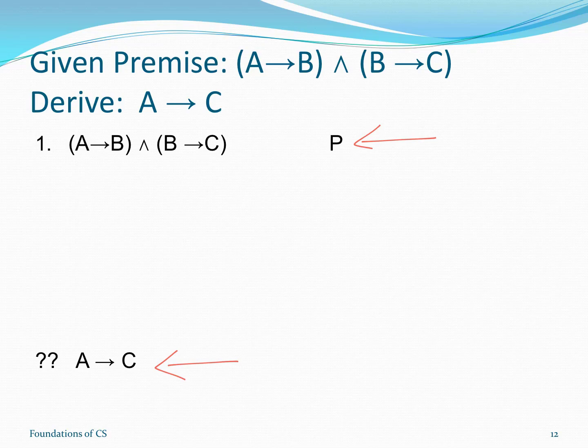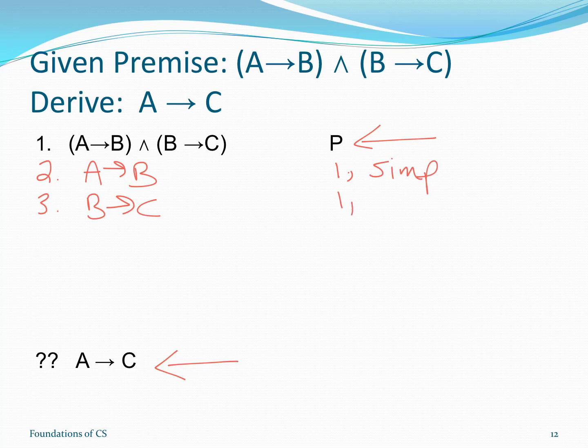And since our premise has an and in it, we can immediately say, even before we think about anything, I've got A implies B. That is from line 1 and simplification. I've got B implies C. That is from line 1 and simplification. And now we can look at this and see, where am I trying to get to? I'm trying to get to A implies C.